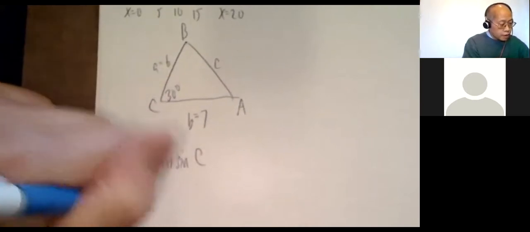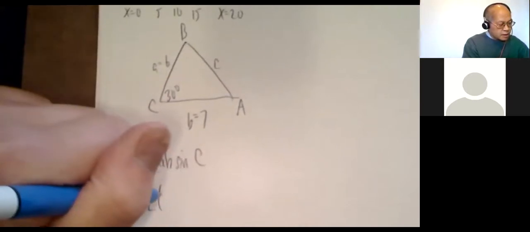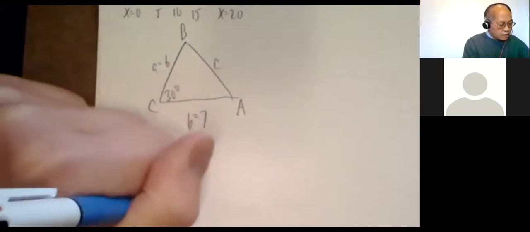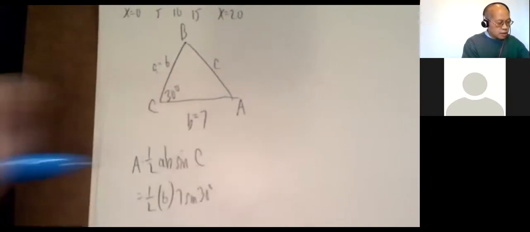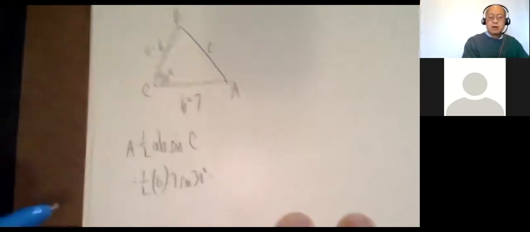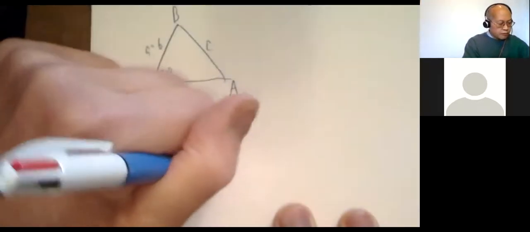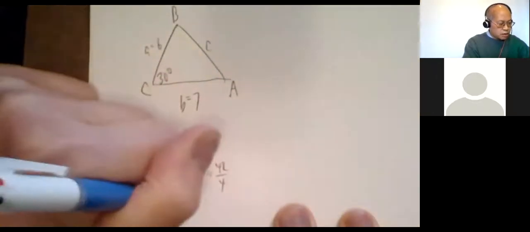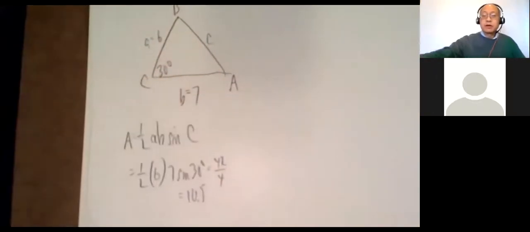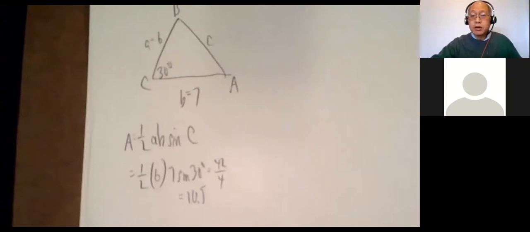So in this case, it's 1/2, A is 6, B is 7, sine of 30 degrees, and whatever that comes out to be. So that's 42/4, which is 10.5. Okay, so that's how you do that. Okay, I think that answers your question.